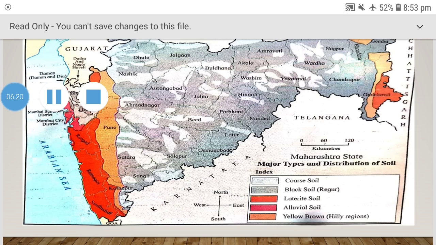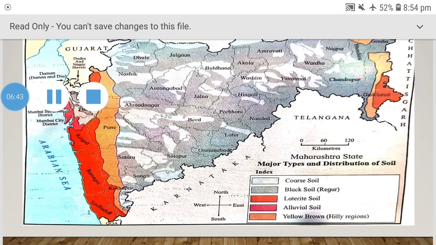The reason to do this map reading is important: you should know how to read the map. Although we have done it in standard 5th, as you go to higher and higher classes, map reading is an important part of geography. I understand you might find it difficult because we are not doing it face to face, but I hope what I am doing is clear to you and understood by you.